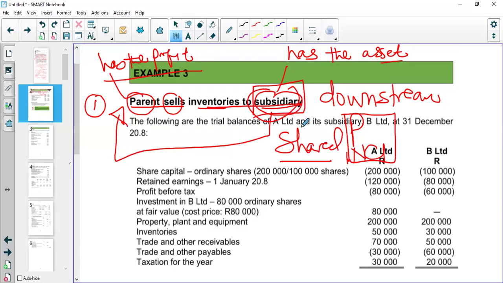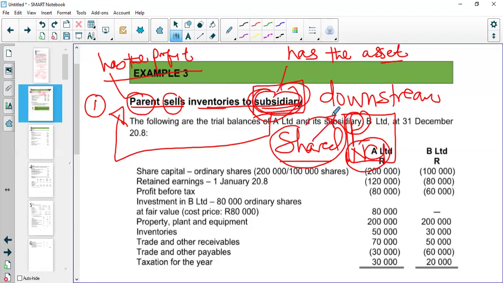So that means that before the sharing between the parent and the NCI, we first of all need to adjust the profit of the subsidiary, because the profit of the subsidiary is being shared. So before the sharing, we need to remember there is unrealized profit. The subsidiary recorded a profit, all right, when it sold. But some of this inventory is still held within the group, and we need to eliminate that. So when we eliminate, it is the profit of the subsidiary that is reduced.